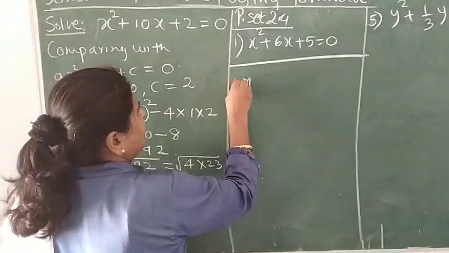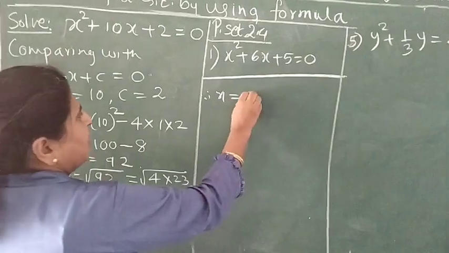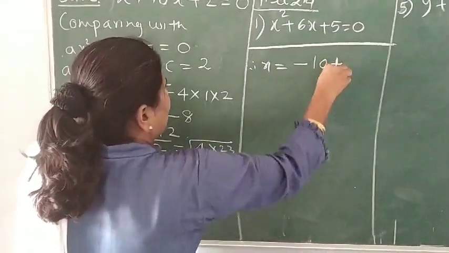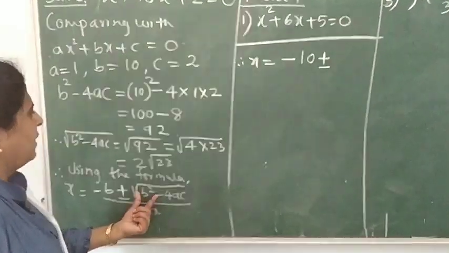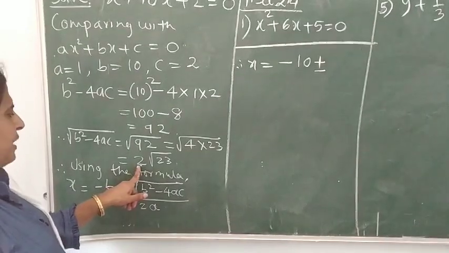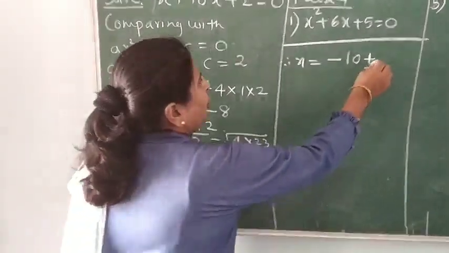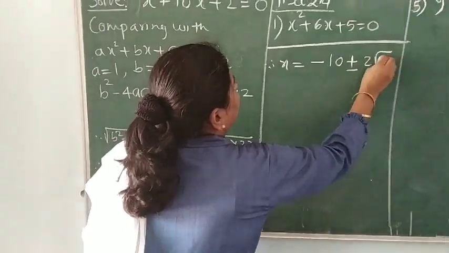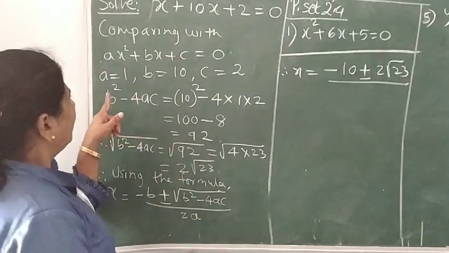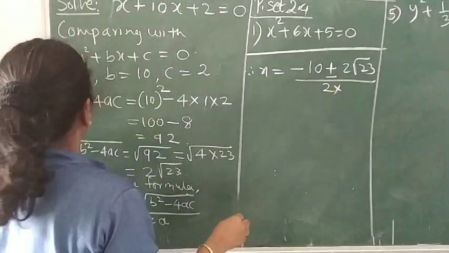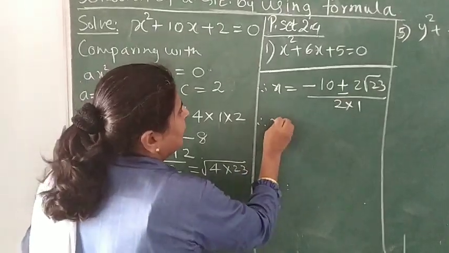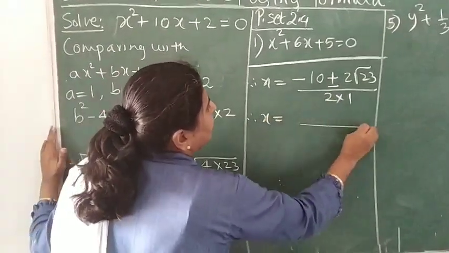Therefore, x is equal to, what is the value of minus b? Minus the value of b is minus 10, plus or minus. We have simplified this term over here, that's why we have done this before. And we can now write directly this value, 2 into square root of 23, upon 2a, this is 2 into a. 2 into the value of a, which is 1. Okay, so this we have written. Now write x is equal to, what is the denominator? Your denominator is 2.